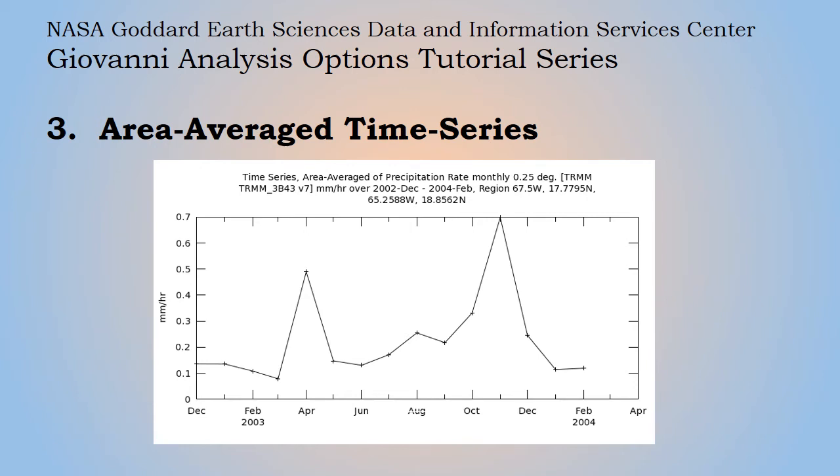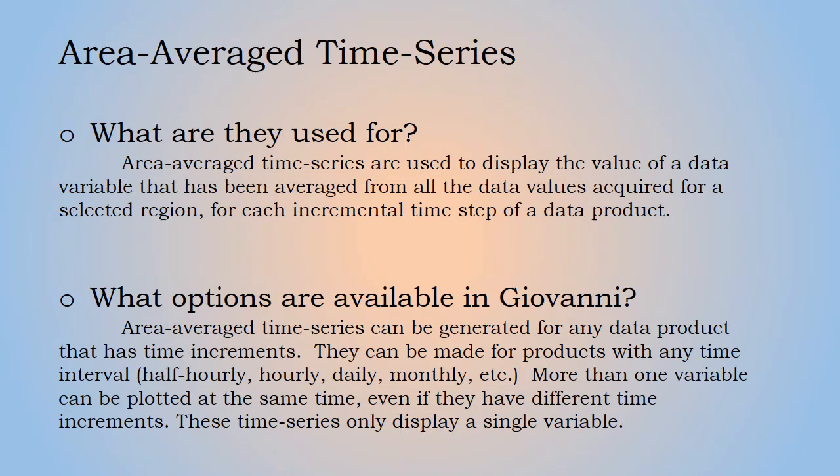This is tutorial number 3 in the Giovanni Analysis Options tutorial series on the Area Averaged Time Series analysis. Area Averaged Time Series are used to display the value of a data variable that has been averaged from all the data values acquired for a selected region for each incremental time step of a data product. In Giovanni, Area Averaged Time Series can be generated for any data product that has time increments.